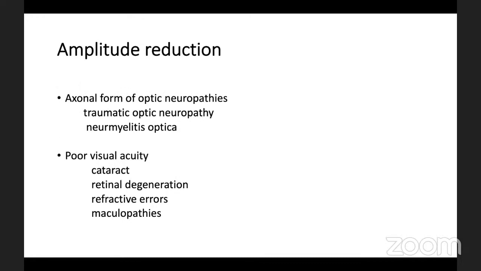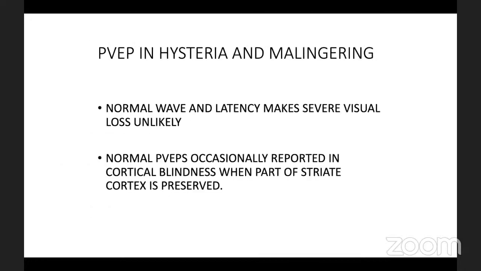Another form is axonal optic neuropathy, especially seen in post-traumatic optic neuropathy and the anti-MOG antibody syndromes, and poor visual acuity. Cataract can also cause reduction in the amplitude of the visual evoked potentials, as can retinal degeneration, severe refractive errors, and maculopathies. In hysteria and malingering, pattern reversal visual evoked potentials can be useful if they are normal. Normal PVEPs can also occasionally be reported.